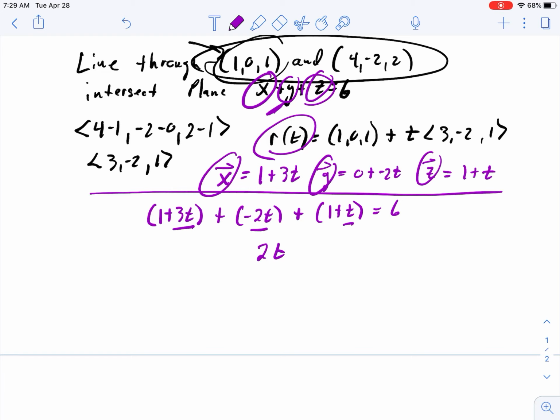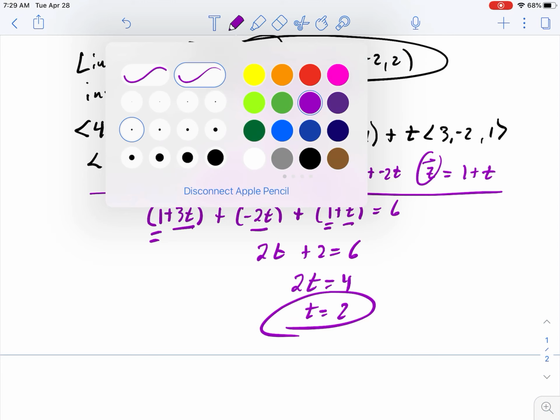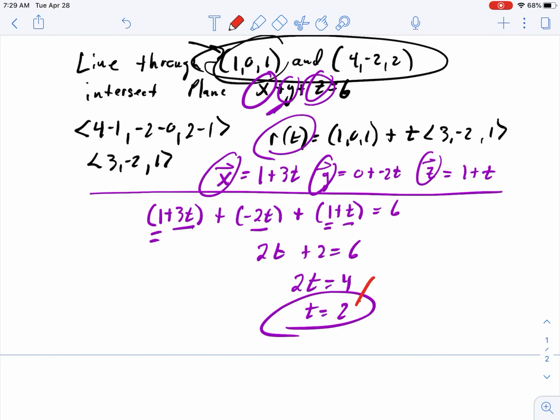So let's see if we can do the math here. 3t, 1, 2t. My numbers, 1 and 1 plus 2 equals 6. So 2t equals 4 and t equals 2. And there's my time. Now, since we got our time, let's find my point of location at that time, and so it's coming back to here.